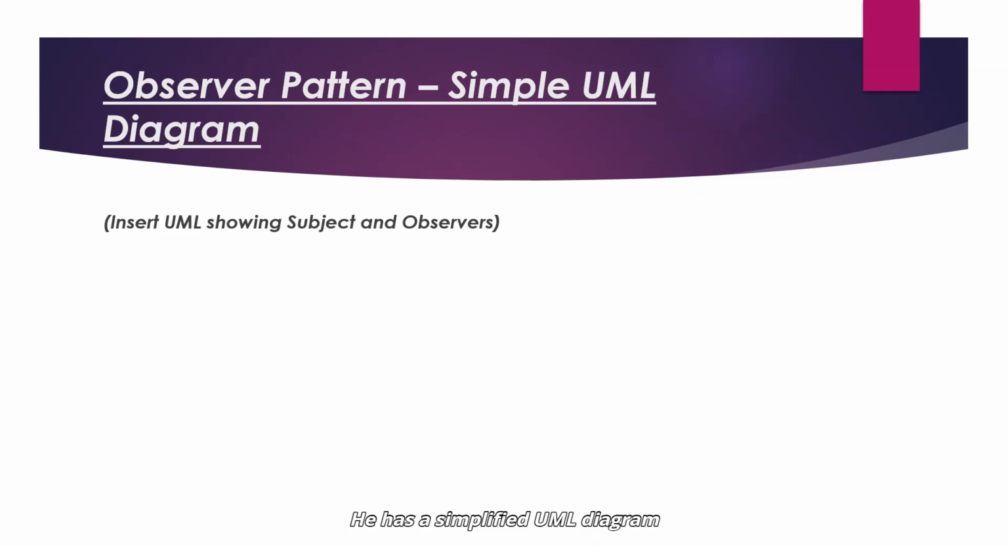Here's a simplified UML diagram representing the observer pattern. As you can see, the subject maintains a list of observers, and when an event occurs, it notifies all of them, calling their update methods. This setup creates a clean, scalable architecture where subjects and observers can evolve independently, promoting a highly modular system design.